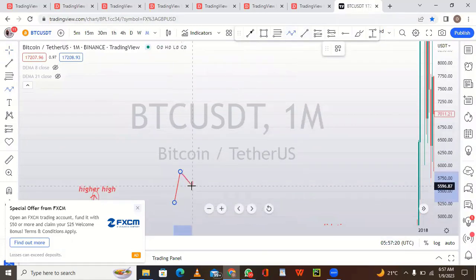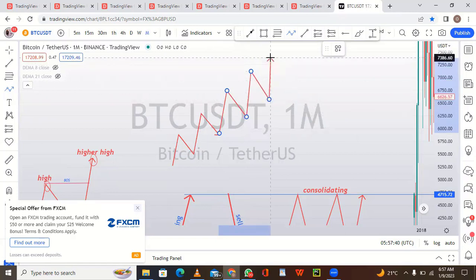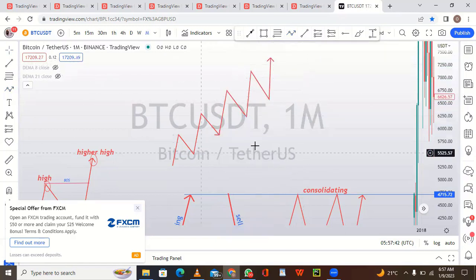This is the low, the higher high, the higher low, like this, like this, like this. Yes, this is how a bullish market looks like. And the break of structure is continuous, all right?